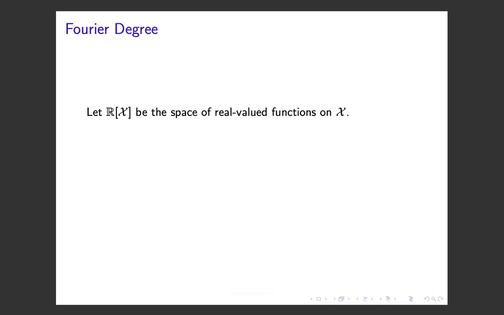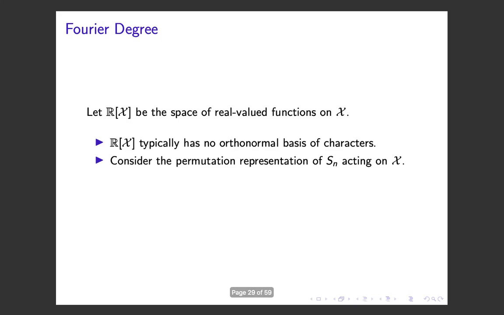Okay, so what about Fourier degree now? We saw that those two notions coincided for the hypercube, but we have to be very careful here for other domains. First, let R^X just be the space of real valued functions on X. Now, this space is typically not going to have an orthonormal basis of characters like we have for the hypercube. This is because these other domains, for starters, aren't groups, aren't abelian groups. And so we don't get this orthonormal basis of characters.